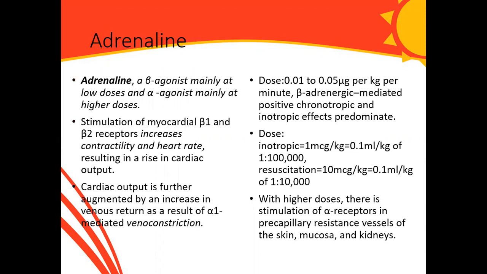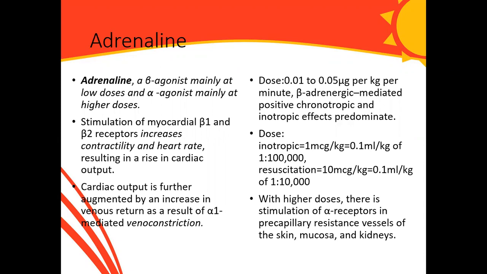So we come to specific agents, and we will elaborate a little more on the specific common agents. Epinephrine, adrenaline, is a mainly beta agonist, and its effect is dependent on the dose. At low doses, adrenaline is a beta agonist, but the higher you go, it has more alpha agonist properties. What it does is stimulate the myocardial B1 and B2 receptors, which leads to increases in contractility and heart rate, with a resultant increase in cardiac output.